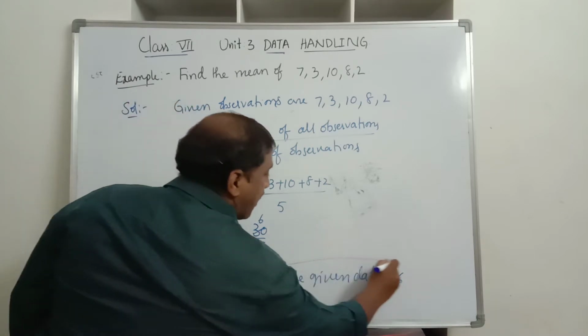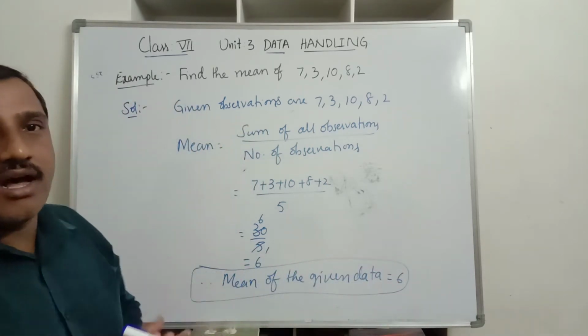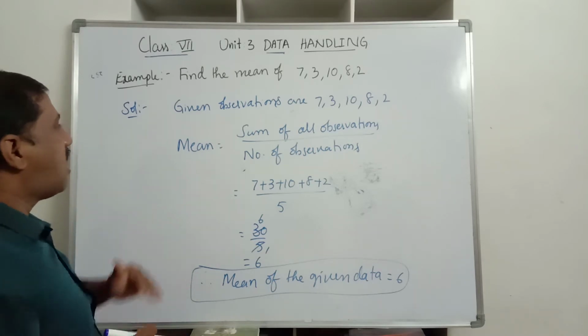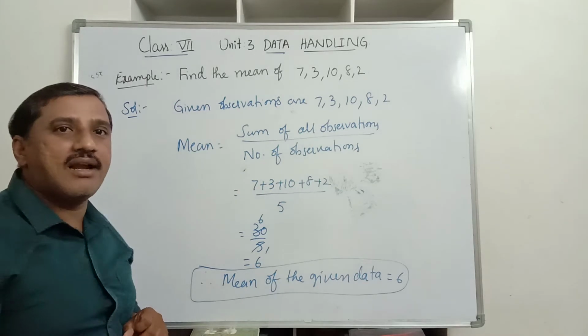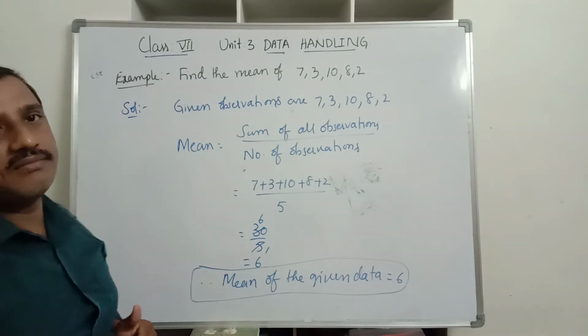Like this we will find the mean of the given data. When the data is given, add the observations of the data and divide by the number of observations, we will get the mean. Is it clear, children, how to find the mean of the given data?